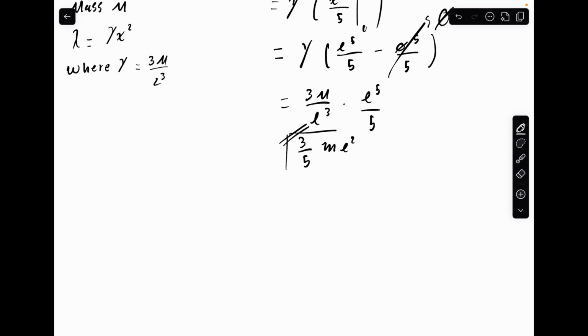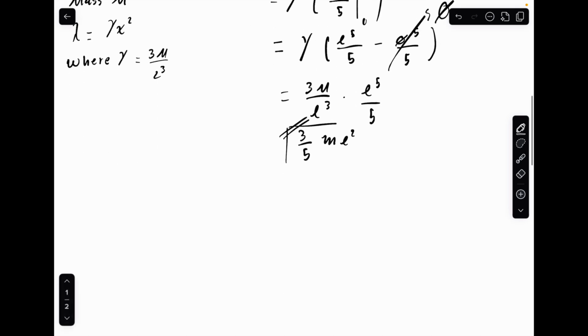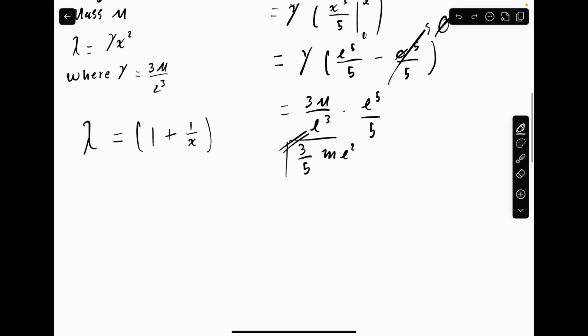Done. Hopefully that helped, but I encourage you to try different lambdas. As a parting gift, this is one lambda you should try: 1 plus 1 over x. Try that as your lambda and tell me what you get in the comments, because this would symbolize a rotational inertia of something that looks a little bit like a rod, where the mass is getting smaller and smaller as you increase x. Let me know what you think.